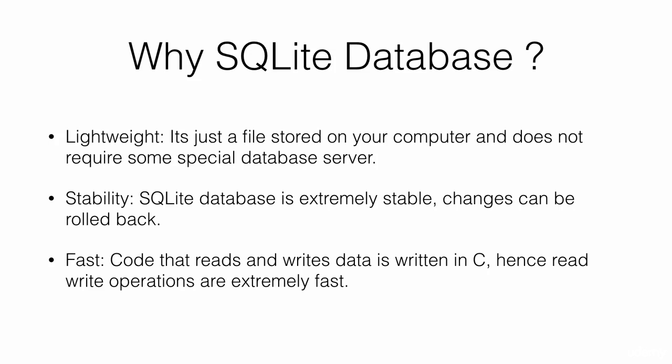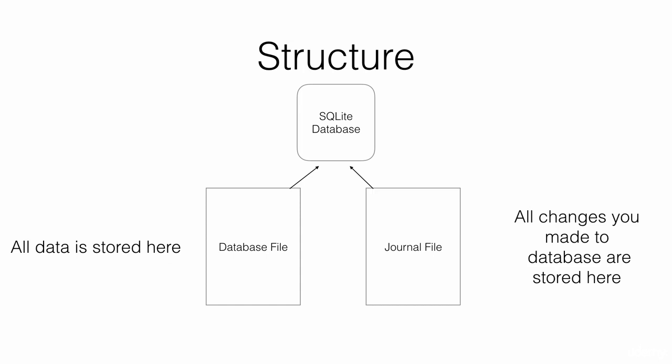Now let's learn how the SQLite database is structured. The SQLite database has two parts. The first is the database file, where all the data related to your application is stored. The next is the journal file, where all the changes you make to the database are stored. For example, if you write some value to the database, that value gets stored in the database file, and the log of that particular operation gets stored in the journal file. Next time you make changes to the database file, those changes are recorded in the journal file. So the journal file keeps track of everything you do with the database. This is how the database is structured.